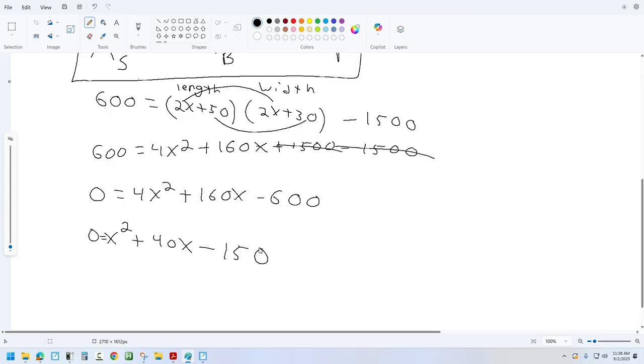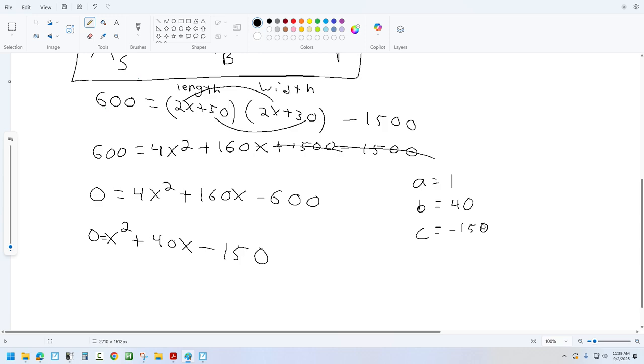Okay, let's start with the easy question. The quadratic formula has 3 variables. What are the names of the 3 variables that we use in the quadratic formula? Yeah, A, B, and C. Can anybody tell me, looking at the equation, what A is? A is 1. How about B? 40. And C? Negative 150.